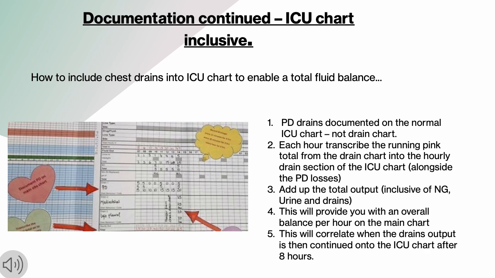You then add up the total output inclusive of the NG, urine and drains. This will provide you with an overall balance per hour on the main chart. This will then correlate when the drain's output is then continued onto the ICU chart after 8 hours. If you are still unsure of how to do this, please speak to one of the CICU nurses who can help explain it in person.